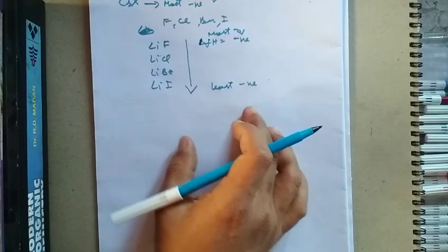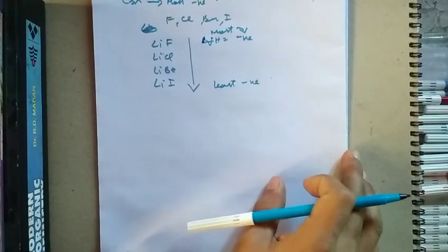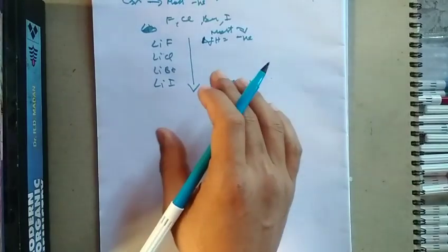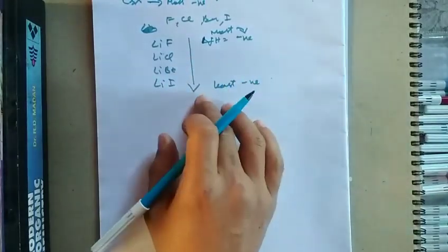It also shows that these alkali metal halides are exothermic. Exothermic means they release energy when they combine with halogens.